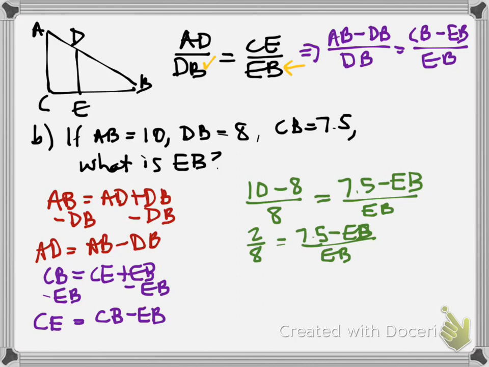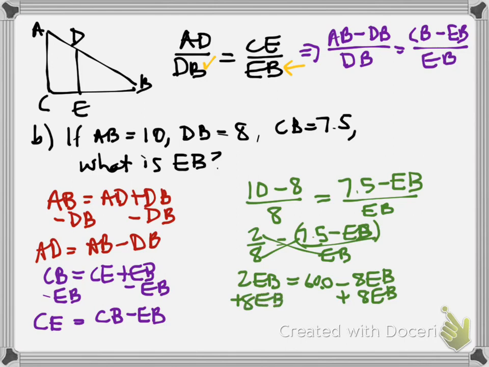And I'm going to do my cross product property, which says 2 times EB is going to be equal to 8 times that quantity. So I'm going to multiply that. I get 60 minus 8 EB. I'm going to add 8 EB to both sides. And I get 10 EB is equal to 60. Then if I divide by 10, I get my final answer: EB equals 6.